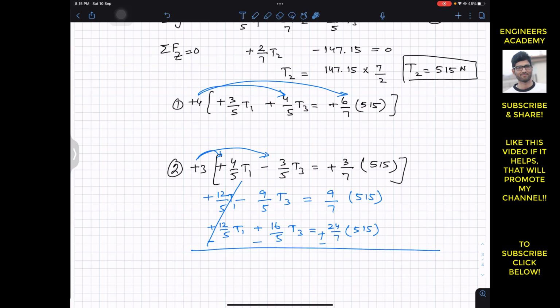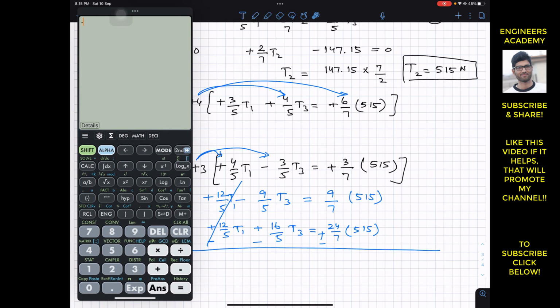So this will be minus 9 divided by 5 minus 16 divided by 5. So we get minus 5. This is minus 5 T3.